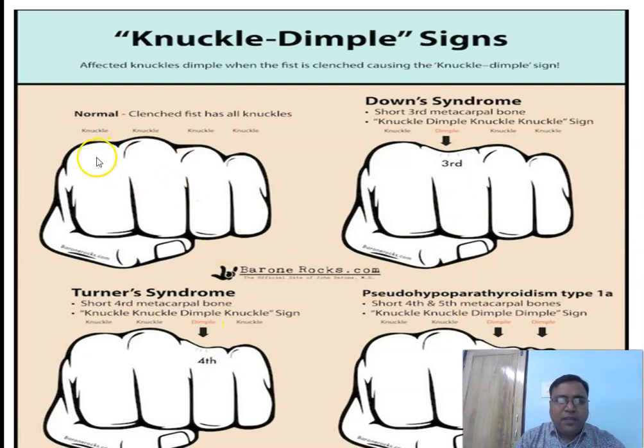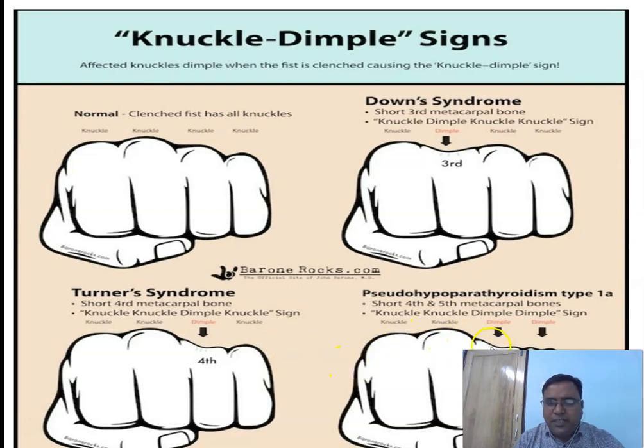So normally a clenched fist has all the knuckles: 1, 2, 3, 4. This is normal. But in Down syndrome, what are we getting? Because of the short third metacarpal bone, we are getting the knuckle, dimple, knuckle sign. Similarly, in Turner syndrome, we are getting knuckle, dimple, knuckle sign. Similarly, in pseudohypoparathyroidism type 1A, because of the fourth and fifth metacarpal bones, we are getting the knuckle, dimple sign.